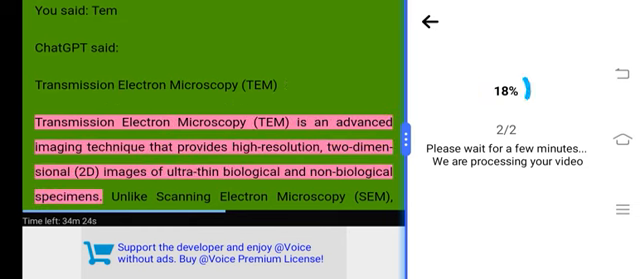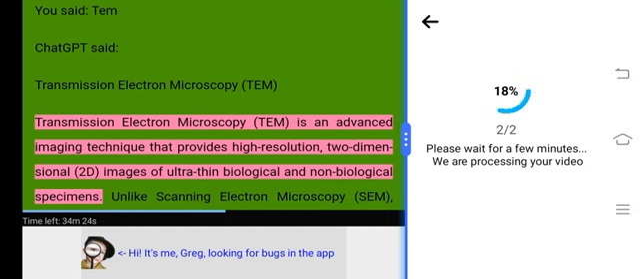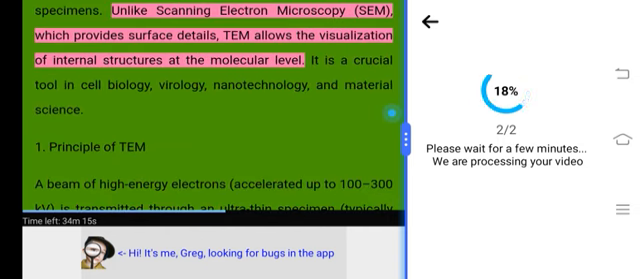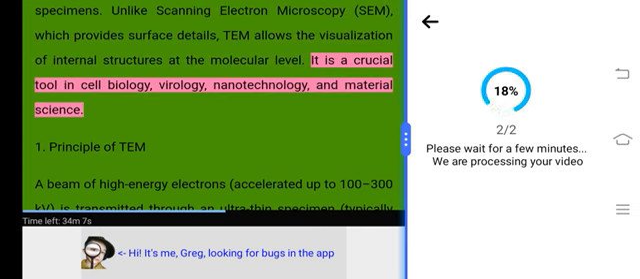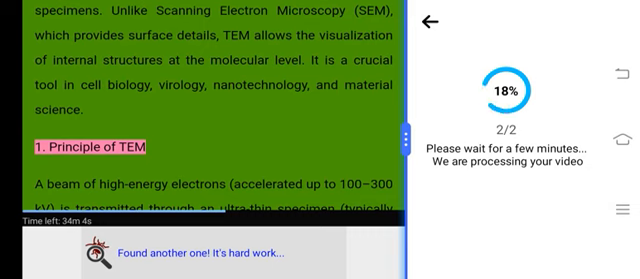Transmission electron microscopy, TEM, is an advanced imaging technique that provides high-resolution, two-dimensional, 2D, images of ultra-thin biological and non-biological specimens. Unlike scanning electron microscopy, SEM, which provides surface details, TEM allows the visualization of internal structures at the molecular level. It is a crucial tool in cell biology, virology, nanotechnology, and material science. 1. Principle of TEM.